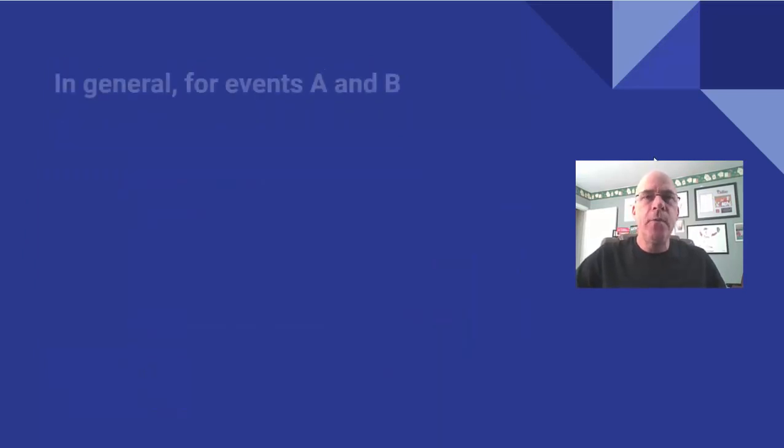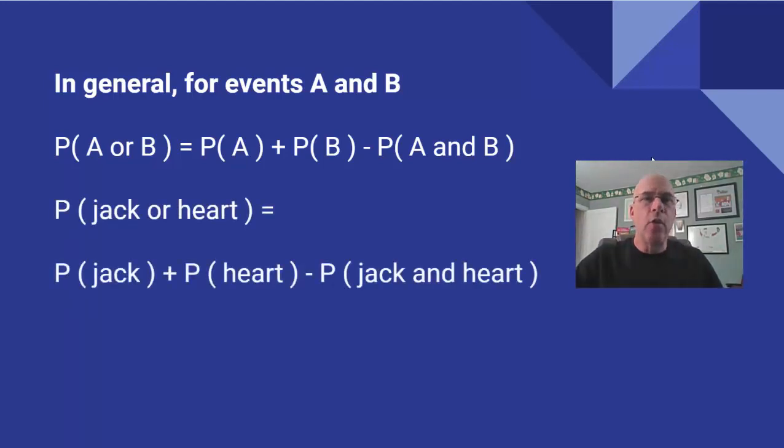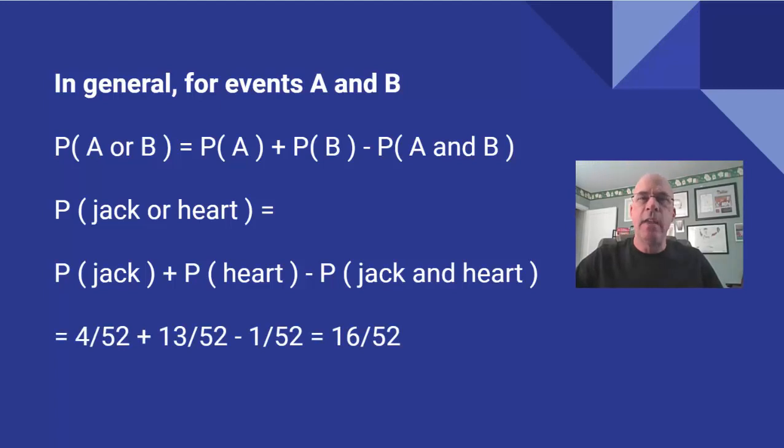And in general, now we do have a formula for this situation. In general, for events A and B, if I want to find the probability of A or B, you take the probability of A plus the probability of B, and you subtract off the probability of A and B, which represents the overlap. For the problem we just did, this means the probability of jack or heart is the probability of jack plus the probability of heart minus the probability of jack and heart. And notice we could have done this problem easily without using the formula, and that's totally okay. But just respect that there is a formula we could use if the problems start to get a little stickier. And we do get the 16 out of 52.